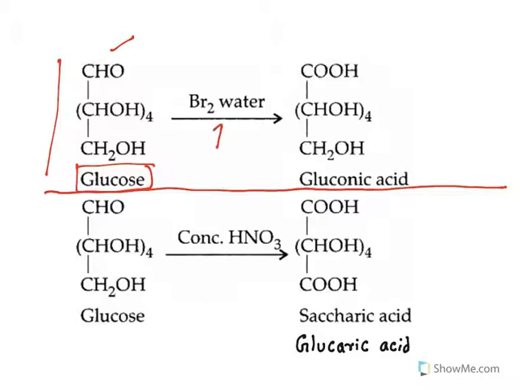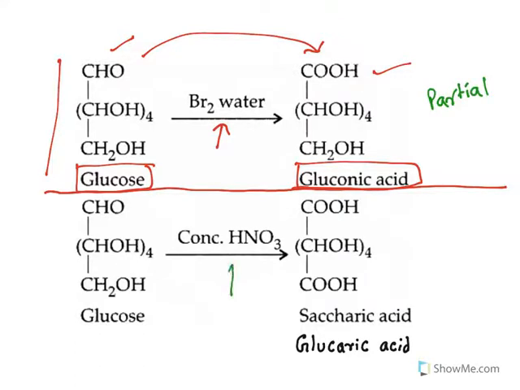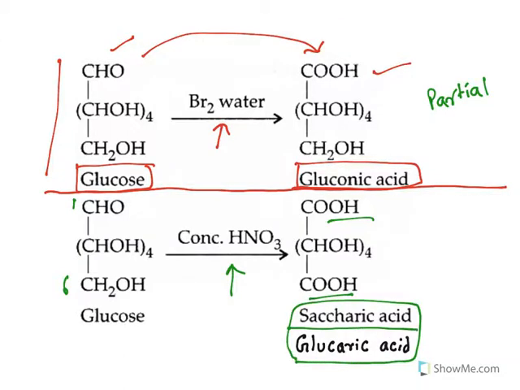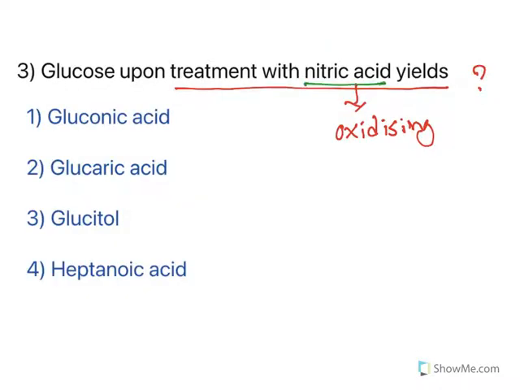Now, in the presence of bromine, which is a mild oxidizing agent, the first carbon is oxidized, you can see this. Aldehyde is converted into acid and this is known as gluconic acid. So, partial oxidation results in gluconic acid, whereas nitric acid is a powerful oxidizing agent wherein the first carbon and sixth carbon, both of them you can see, are converted to acids. This is known as saccharic acid, which is also known as glucaric acid. So this is what is being tested. Nitric acid forms glucaric acid. What is gluconic acid? It forms with bromine water.